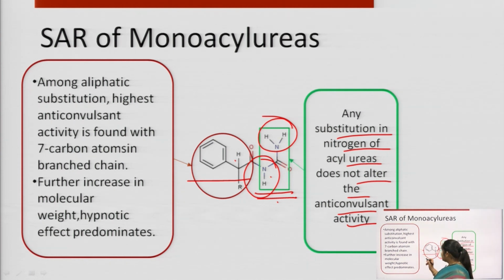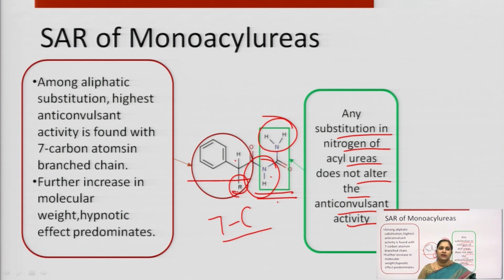When there are up to 7, it works, but when we further increase the number, with the increase in number there is an increase in molecular weight, and hence there is no anticonvulsant activity; rather, hypnotic activity predominates over the anticonvulsant activity. So, we can substitute this position also, but up to 7 carbon atoms only. After the 7 carbon atoms, it starts behaving more like a hypnotic rather than an anticonvulsant drug.